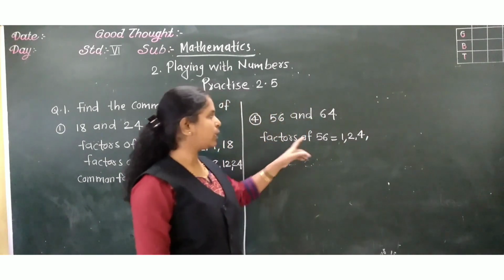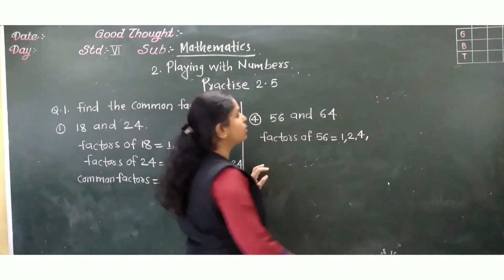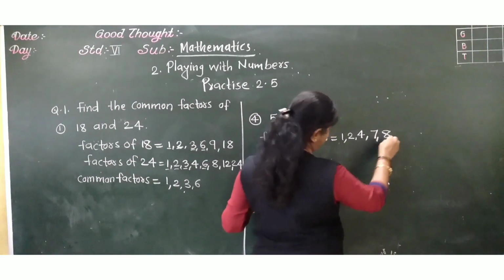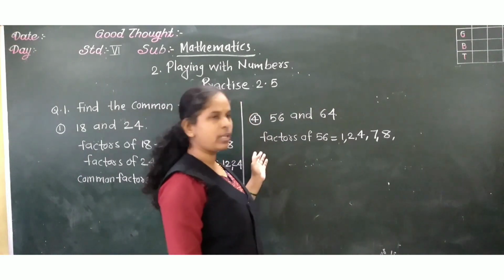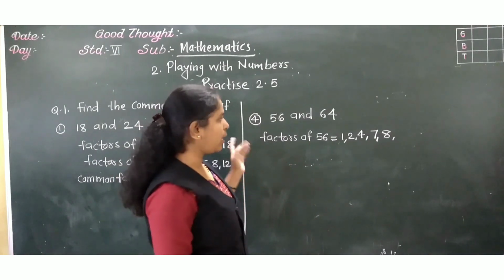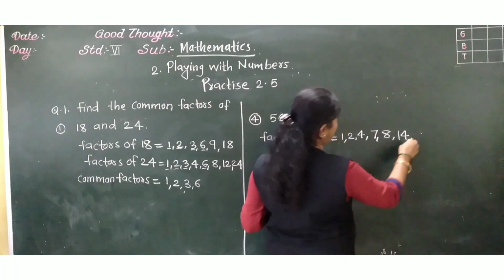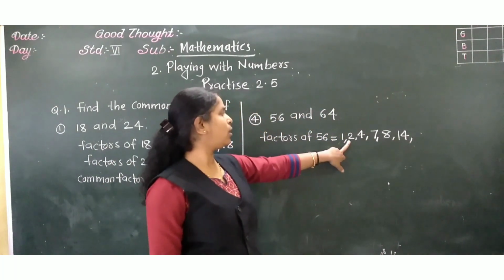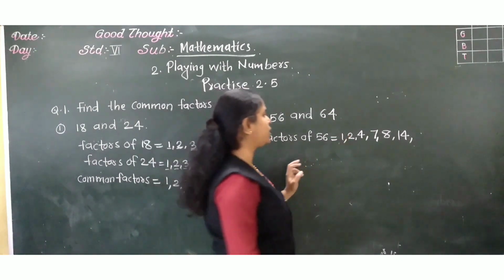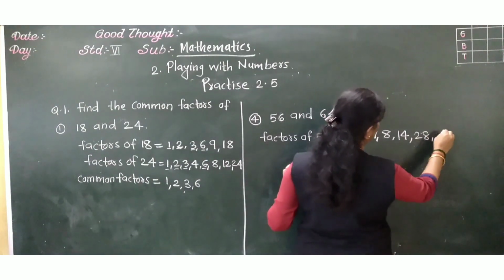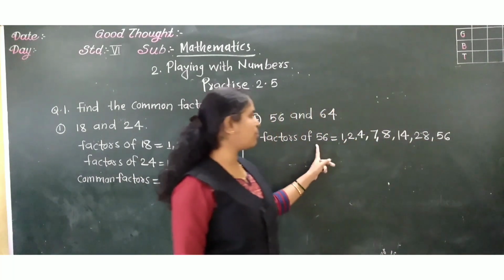So, write 4. Can we divide it by 5? No. 6? No. 7? Yes. 8? Yes. Then 9? No. 10? No. 11? Table there? No. Then which table it comes? After 8? 14. And after that, how many 2s are 56? 28 2s are 56. So, 28 and the number itself. Okay. In these tables, 56 comes.